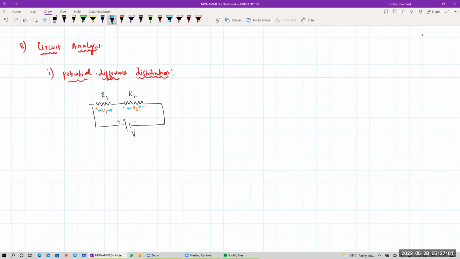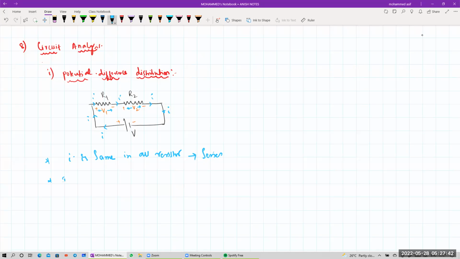The potential across R1 is V1, across R2 is V2, and the applied potential is V. So suppose the current flows through here, and here also the current flows, and here also. That means there is no division of current. The current is the same everywhere, isn't it? So I is the same in all resistors. If there is no division of current, it will be the series combination.